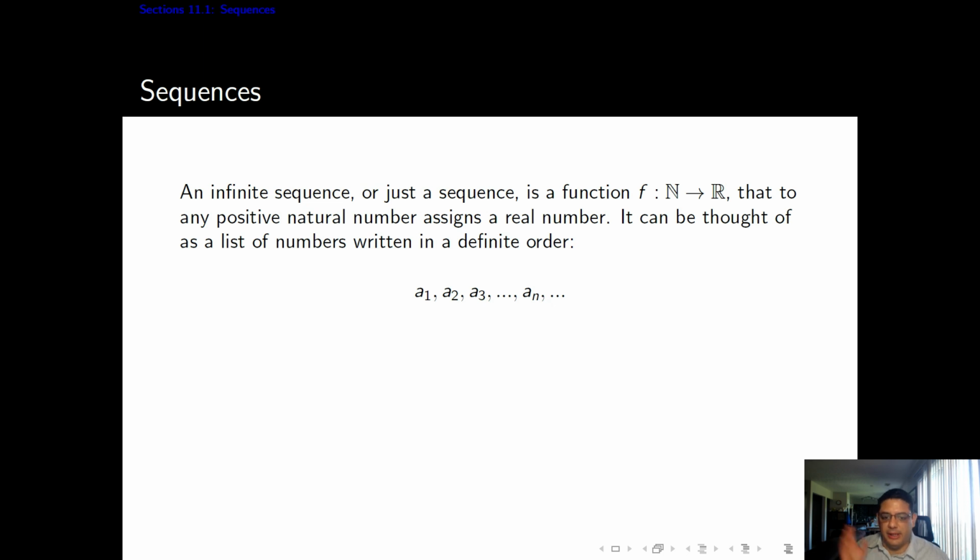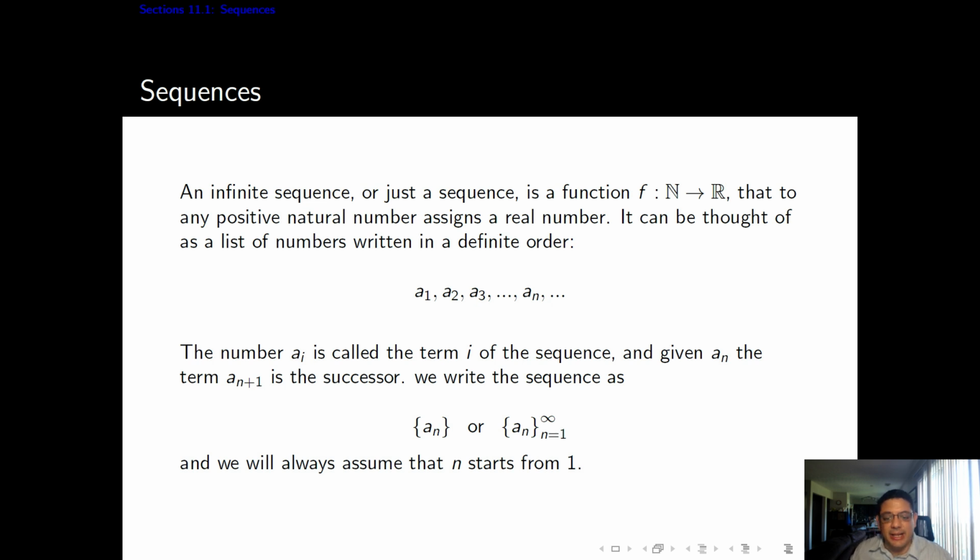So for example, a1, a2, a3, up to an. Now the number ai is called the term i of the sequence, and given that I have an, the term an+1 is what we're going to call the successor. In that way, a3 is the successor of a2, a4 is the successor of a3, and so forth. We can write sequences in two different ways: between parentheses (an), or between parentheses (an) from n equals 1 to infinity. And we're always going to assume that n starts from 1, since we're thinking in natural numbers.